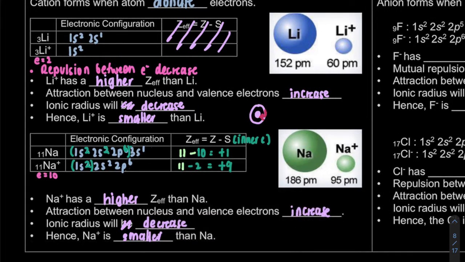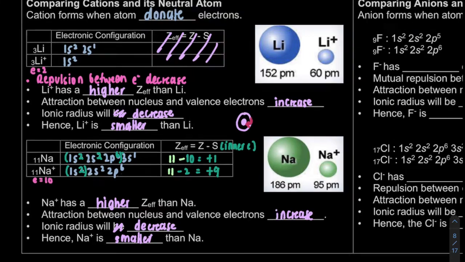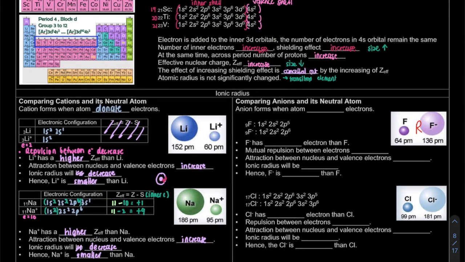Okay, so that is for the case of cation. For the cation, in terms of ZEF, you do not need to calculate it; it is actually easier to see. But you need to know that the cation will have a higher ZEF than our neutral atom. So that is for the case of our cation.